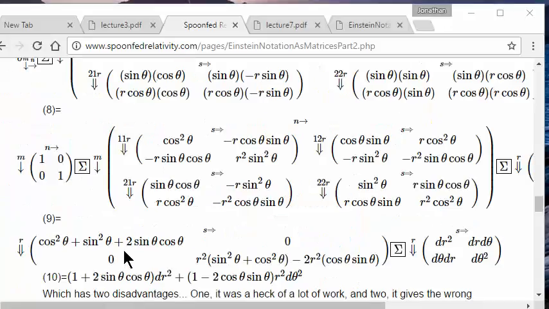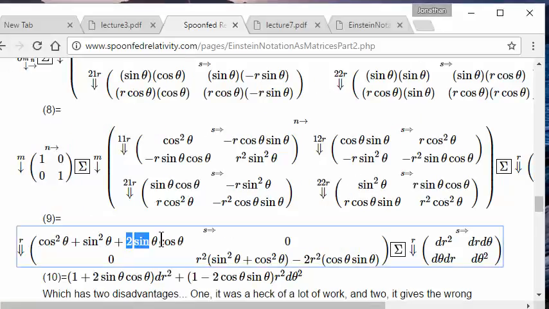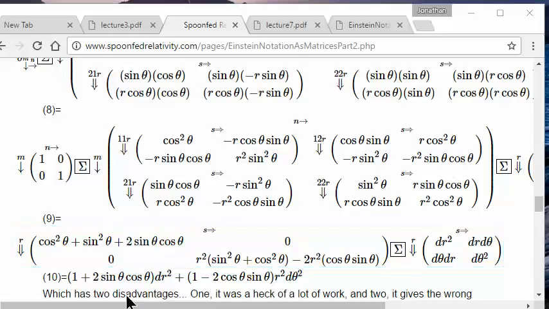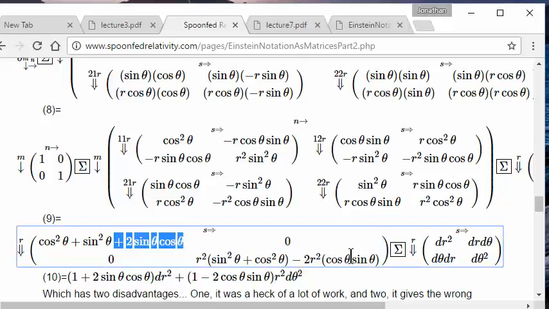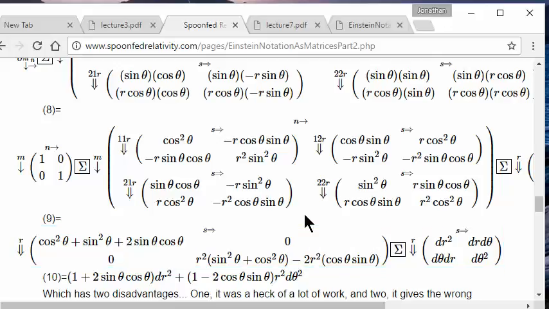So it looks like I made a mistake, because in this step I've got a plus 2 sine theta cosine theta. 1 times this matrix here plus this matrix here is not going to give me plus 2 sine theta cosine theta, is it? It's going to give me minus r cosine theta sine theta here, plus r sine theta cosine theta there. Well, that's actually good news. That means that this method actually does produce the right result.